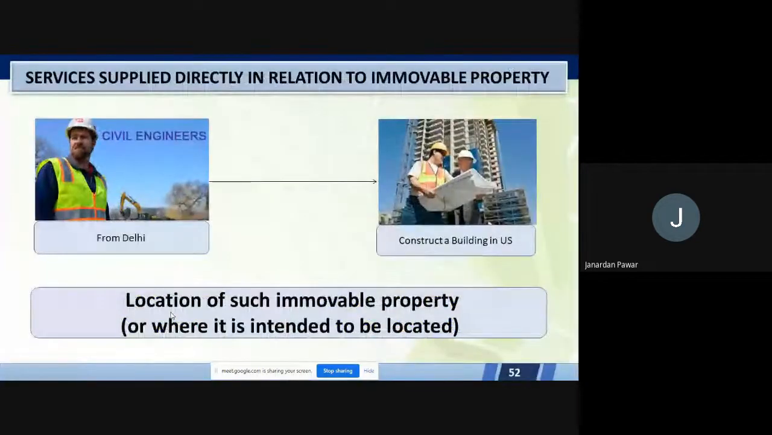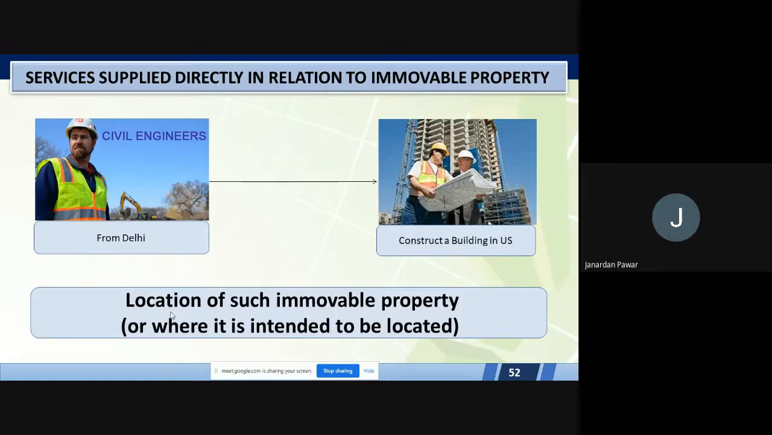Now, look at the next provision. And from this provision, we are going to understand something. Services supplied directly in relation to immovable property. If the services are provided for the purpose of immovable property, for example, if you are constructing a home at your native place, and if you want some services, if you want engineer services, if you want architecture services, if you want earth moving services, if you want a JCB for that. So if you are getting these kinds of services which are related to immovable property, then what will be the place of supply? That we are going to see.